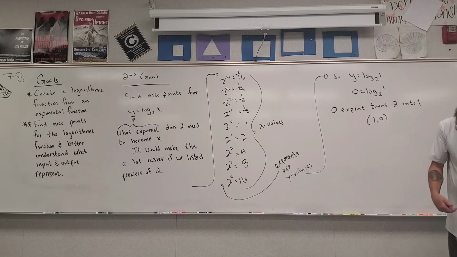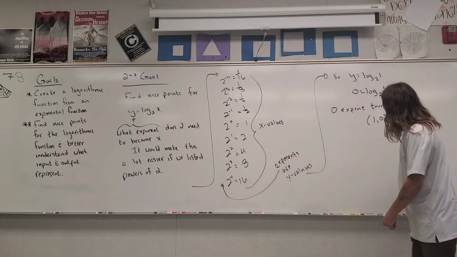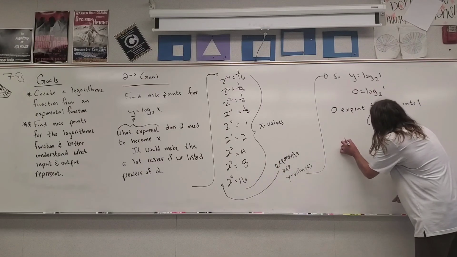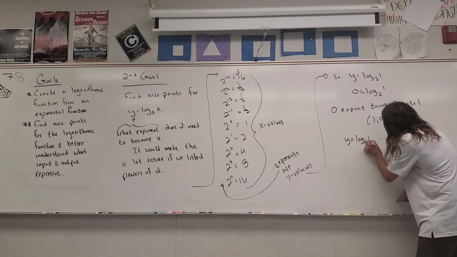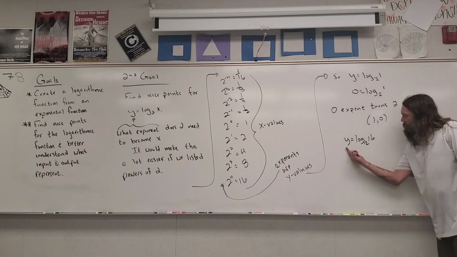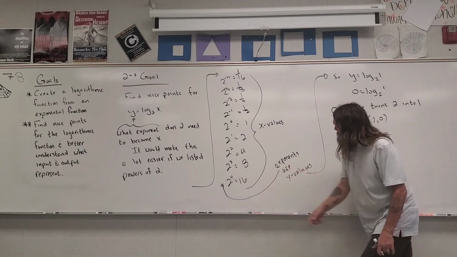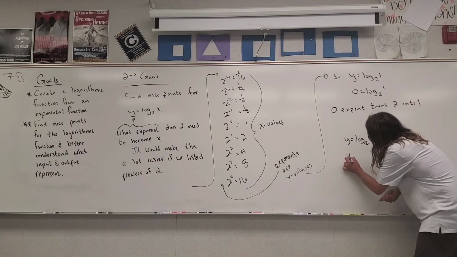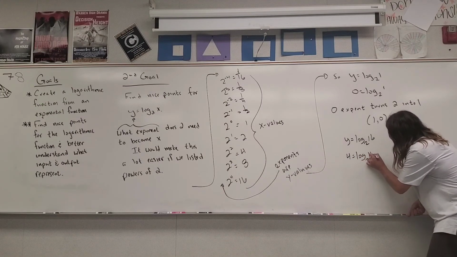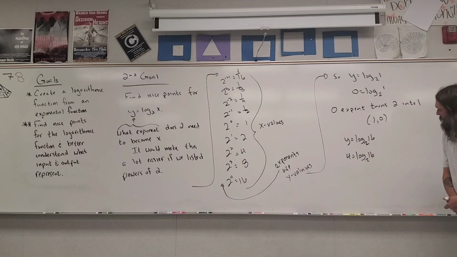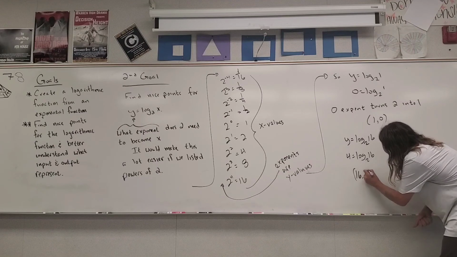Let's find another one. What if I try, I don't know, let's plug in 16. Okay, 16 for x. So I get y equals log base 2 of 16. What exponent do I need so 2 becomes 16? Well, I need an exponent of 4. So that means 4 equals log base 2 of 16. And my ordered pair would become 16, comma 4.